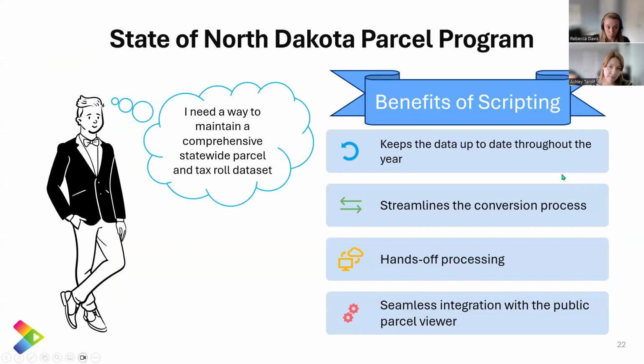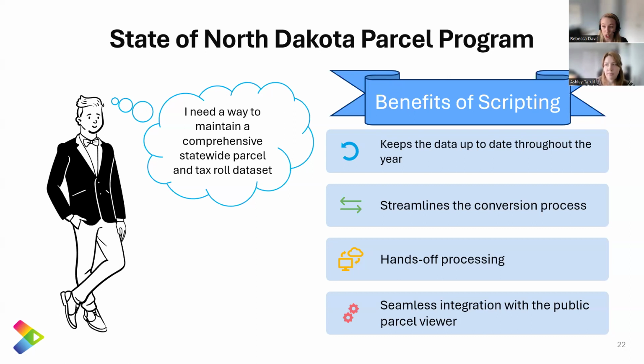All right. And then moving on to the next one, the state of North Dakota has a parcel program, and we've been working with them for many years now to maintain a comprehensive statewide parcel and tax roll, so that they're not into the CAMA system as much up there as we are here in New England. But their tax roll data is essentially the same thing. It has your values, it has your ID, it has your owners, and all of that information. So by creating a script, we're able to maintain 53 different counties' parcel and tax roll data.